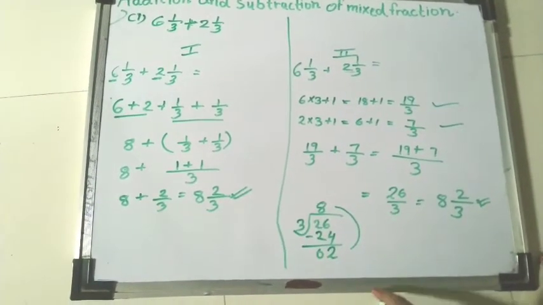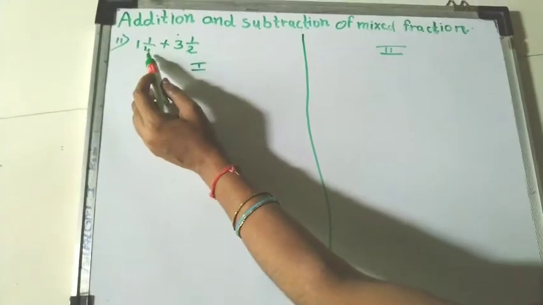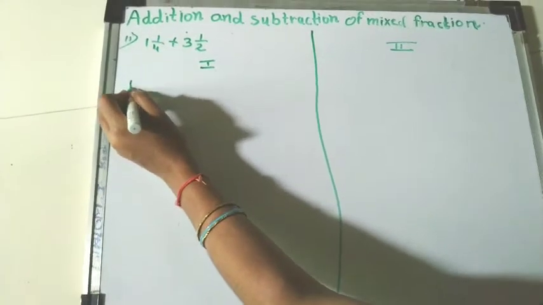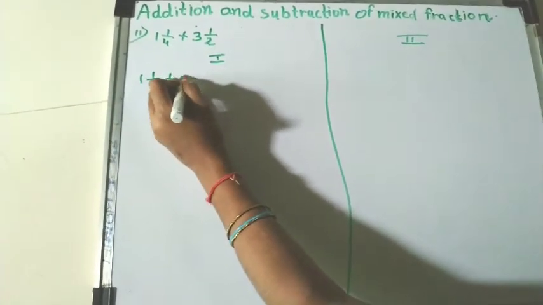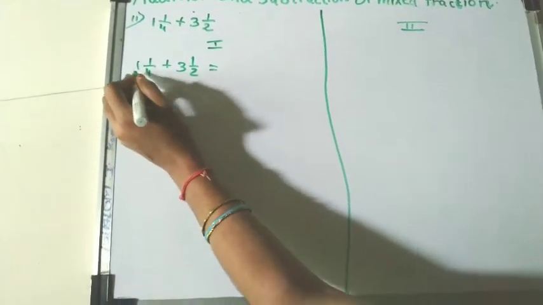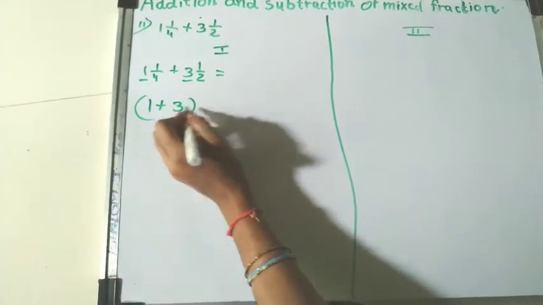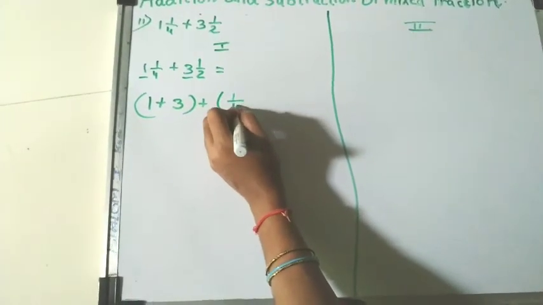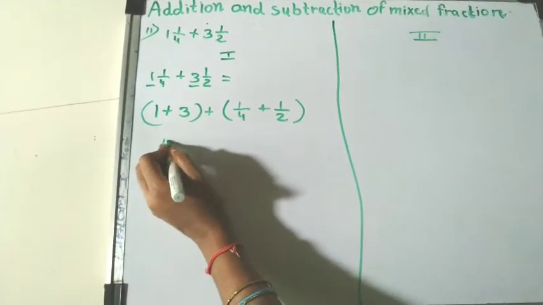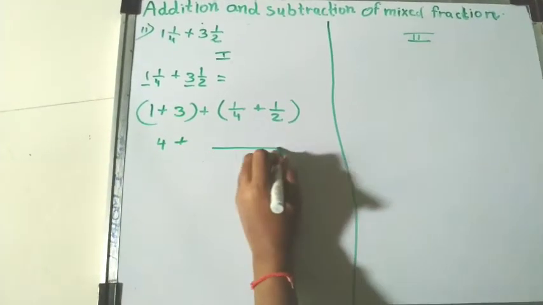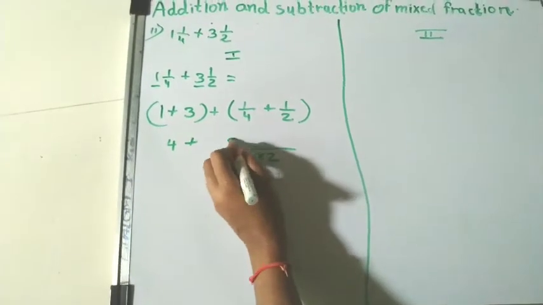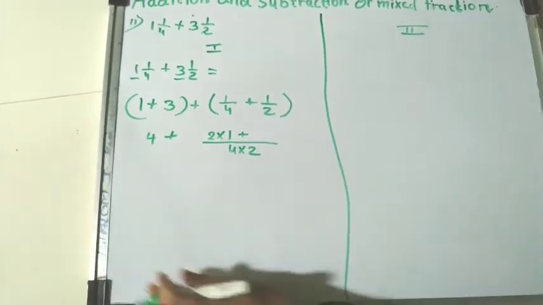The next question is 1 and 1 by 4 plus 3 and 1 by 2. How to solve? At first write 1 and 1 by 4 plus 3 and 1 by 2 equal to. You can write 1 plus 3 on one side and 1 by 4 plus 1 by 2 on the other side. 1 plus 3 equal to 4, plus, here take the LCM, 4 into 2. This is the simple method.